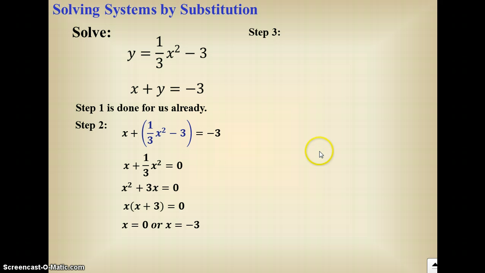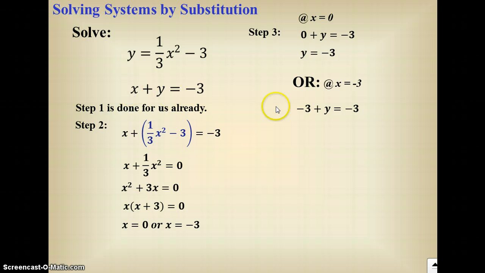So step 3, I'm going to pick one of these values. Let's say x is 0. I'm going to substitute it into this equation. When x is 0, solve for y. So when x is 0, I get 0 plus y equals negative 3, or we know y equals negative 3. So there's one of our solutions, 0 and negative 3. Or x could have equaled negative 3, so I have to substitute in negative 3 for x and figure out the corresponding y value for this equation. So when x is negative 3, I get y is equal to 0. Add 3 to both sides, and y is 0.